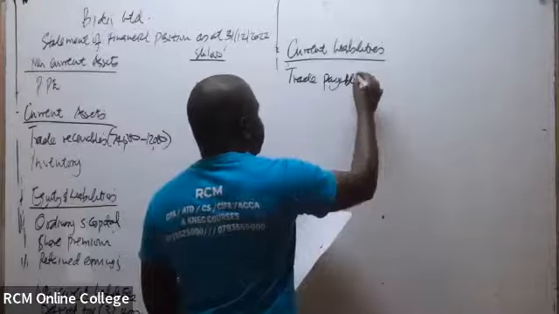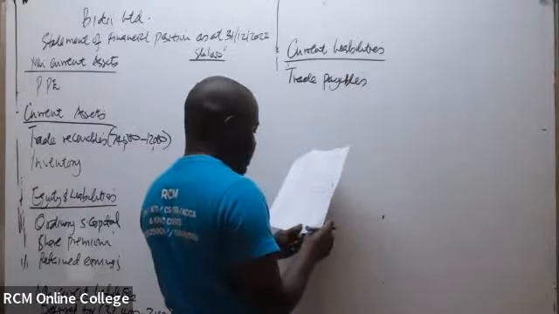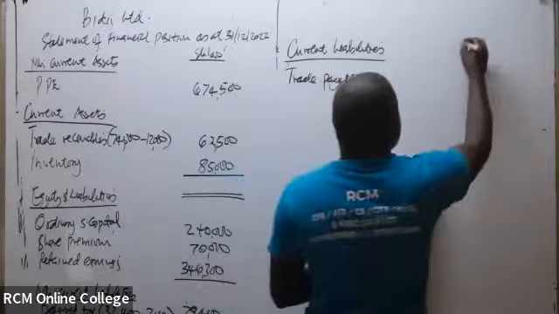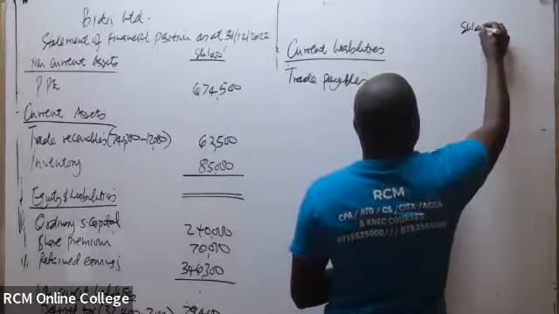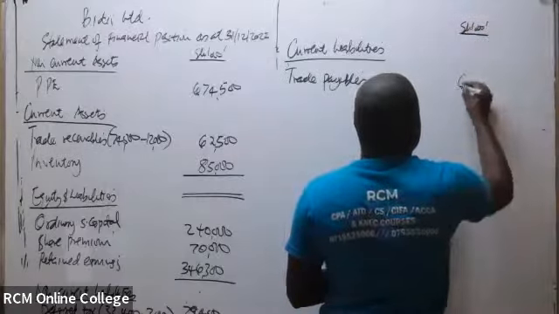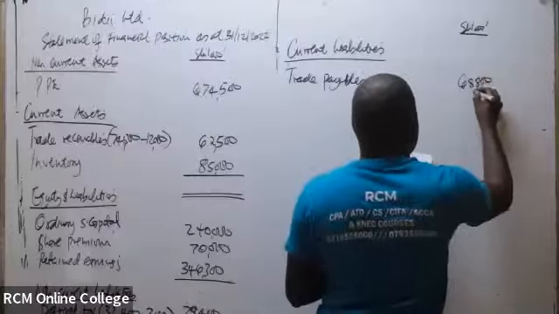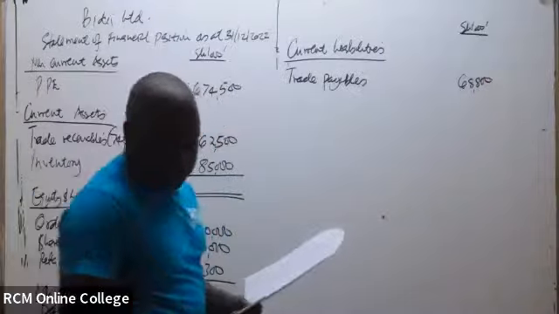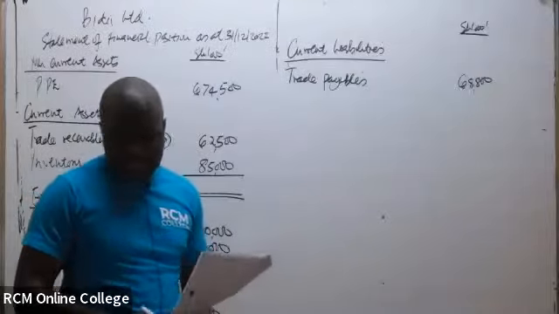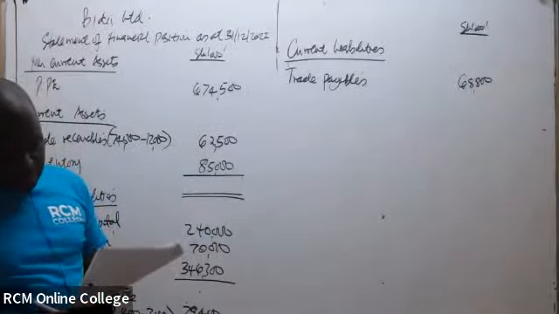These are just free marks you would have gotten because I don't think it has any adjustment. Our shillings are actually in thousands, so it comes to 68,800.